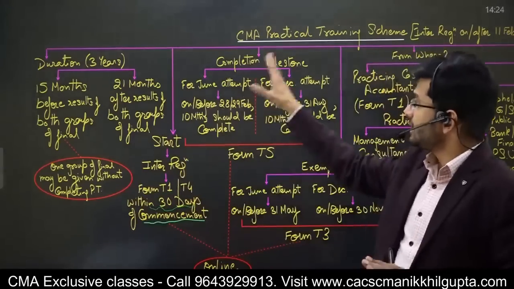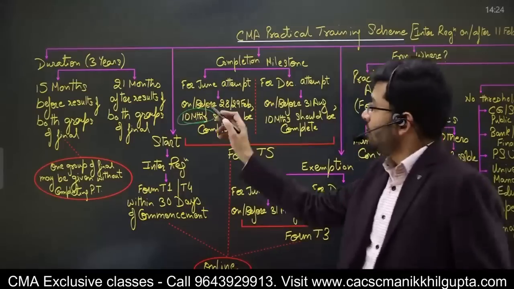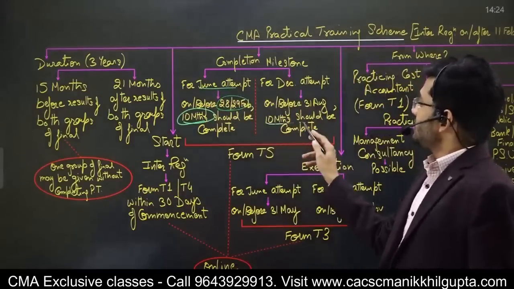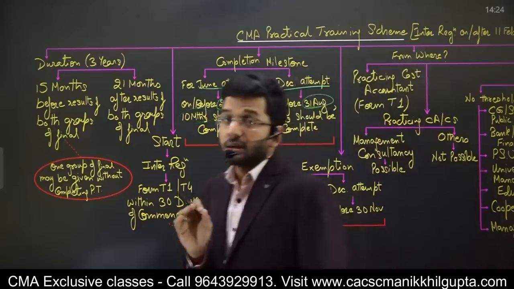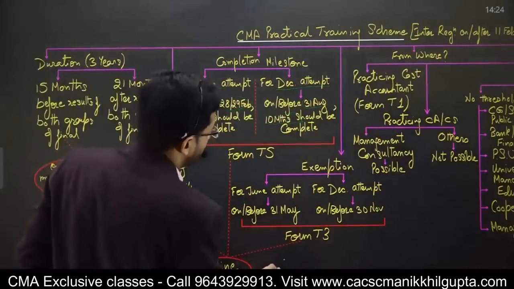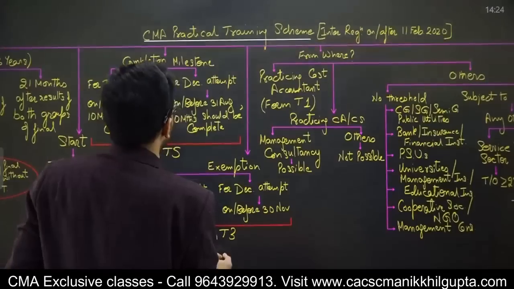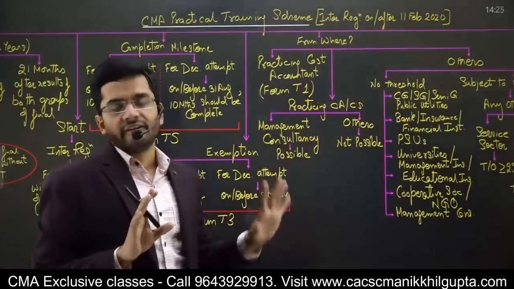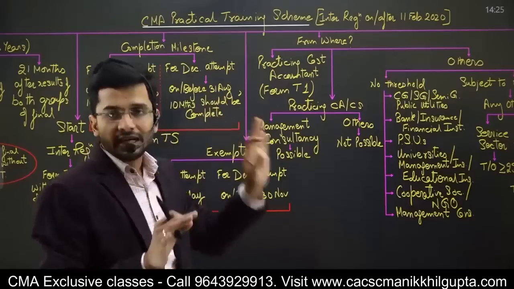Then the completion milestone, I've already discussed with you. 10 months of your training should be completed on or before 29th Feb for your June attempt, and 10 months of your articleship should be completed on or before 31st August for your December attempt. That is the completion milestone. It's not completed training, but it's a milestone which you need to achieve before you appear for the examination. You won't be allowed to appear for the examination if you have not completed 10 months of training before these timelines. 5 months can be done afterwards, but 10 months should be completed within these two timelines.